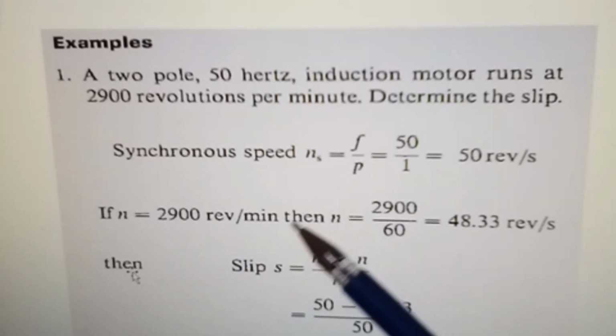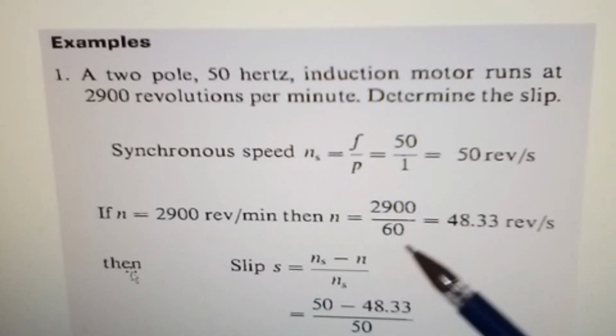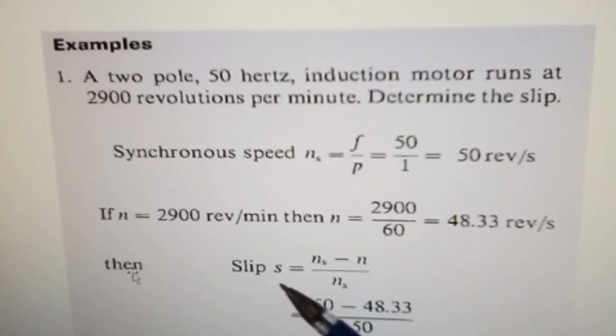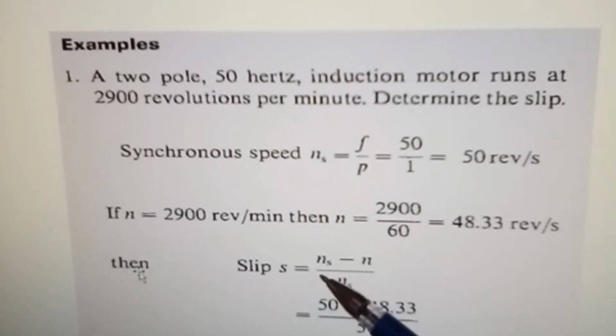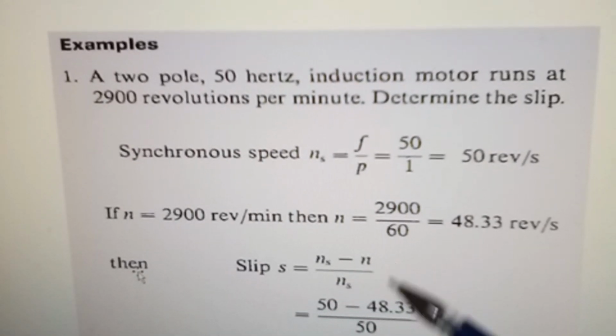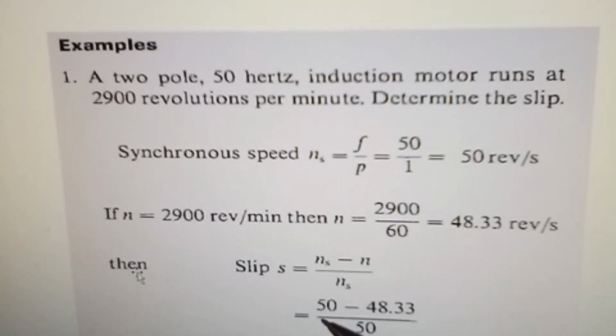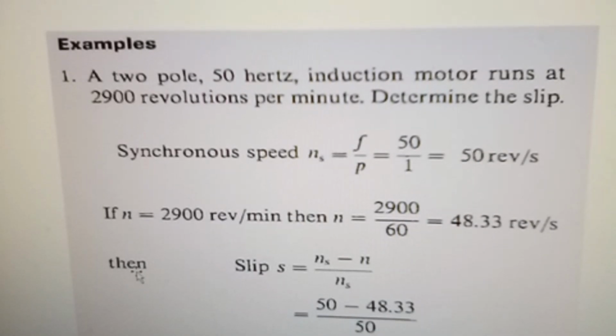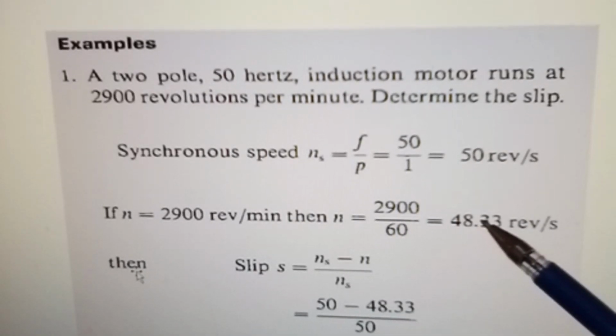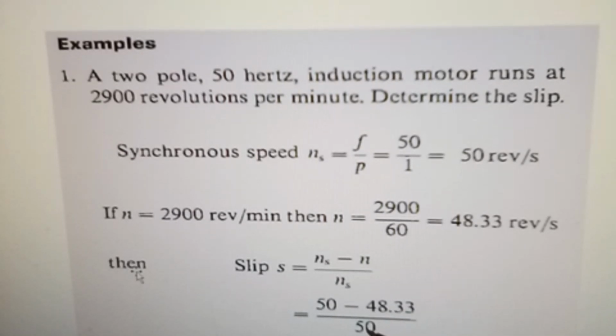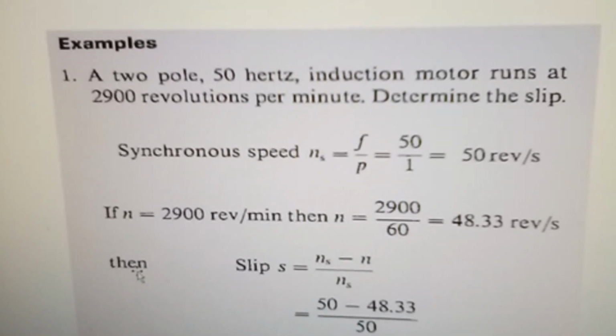So bear that in mind. Understand the concepts as to what they're trying to say here in each case and read it out. So here then slip is S equals (ns minus n) over ns. And here you have your values, because you have your ns from here, represented by this value here. And you can see where your 48.3 comes from. You divide that by 50, and once you've taken that part into account, this is the next stage you will arrive at. That will give it the percentage slip.